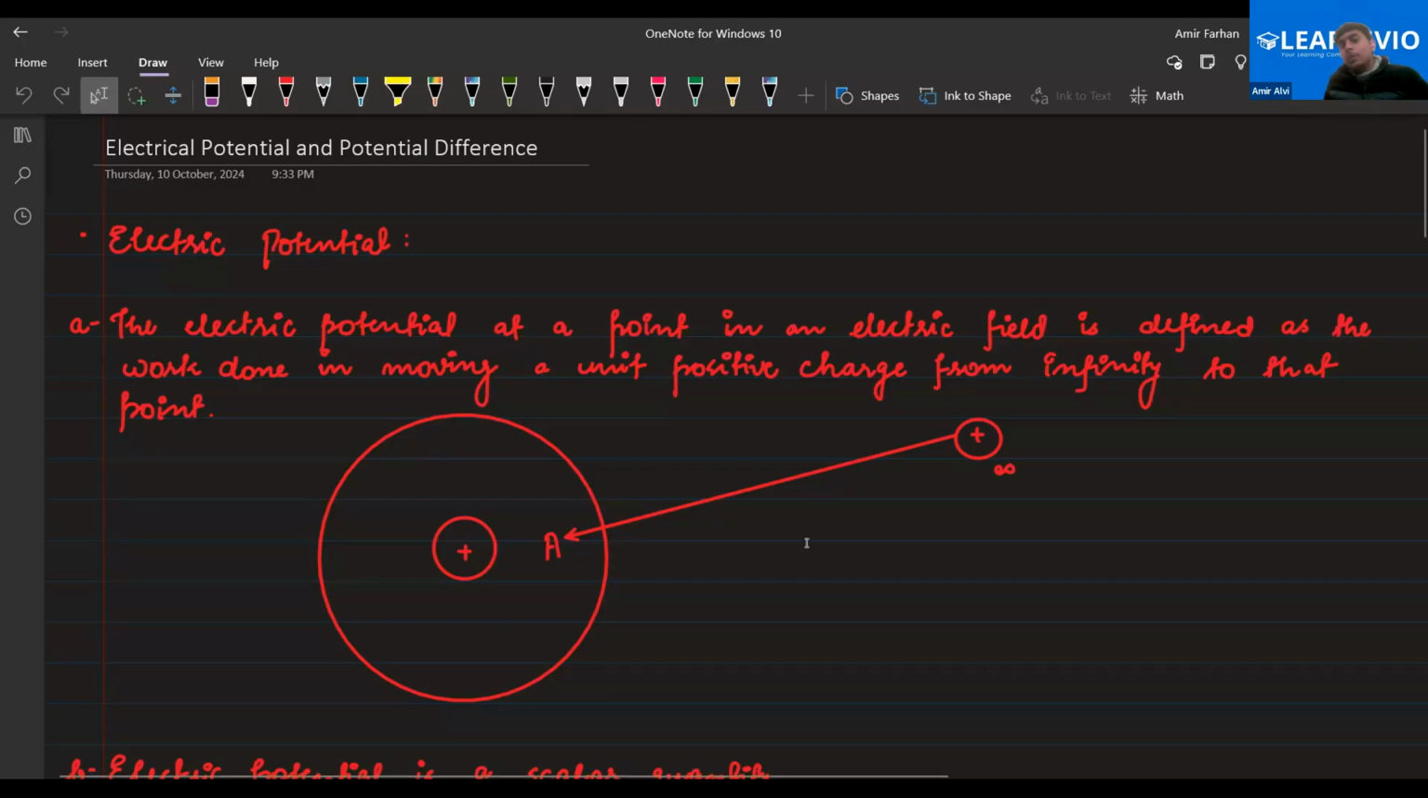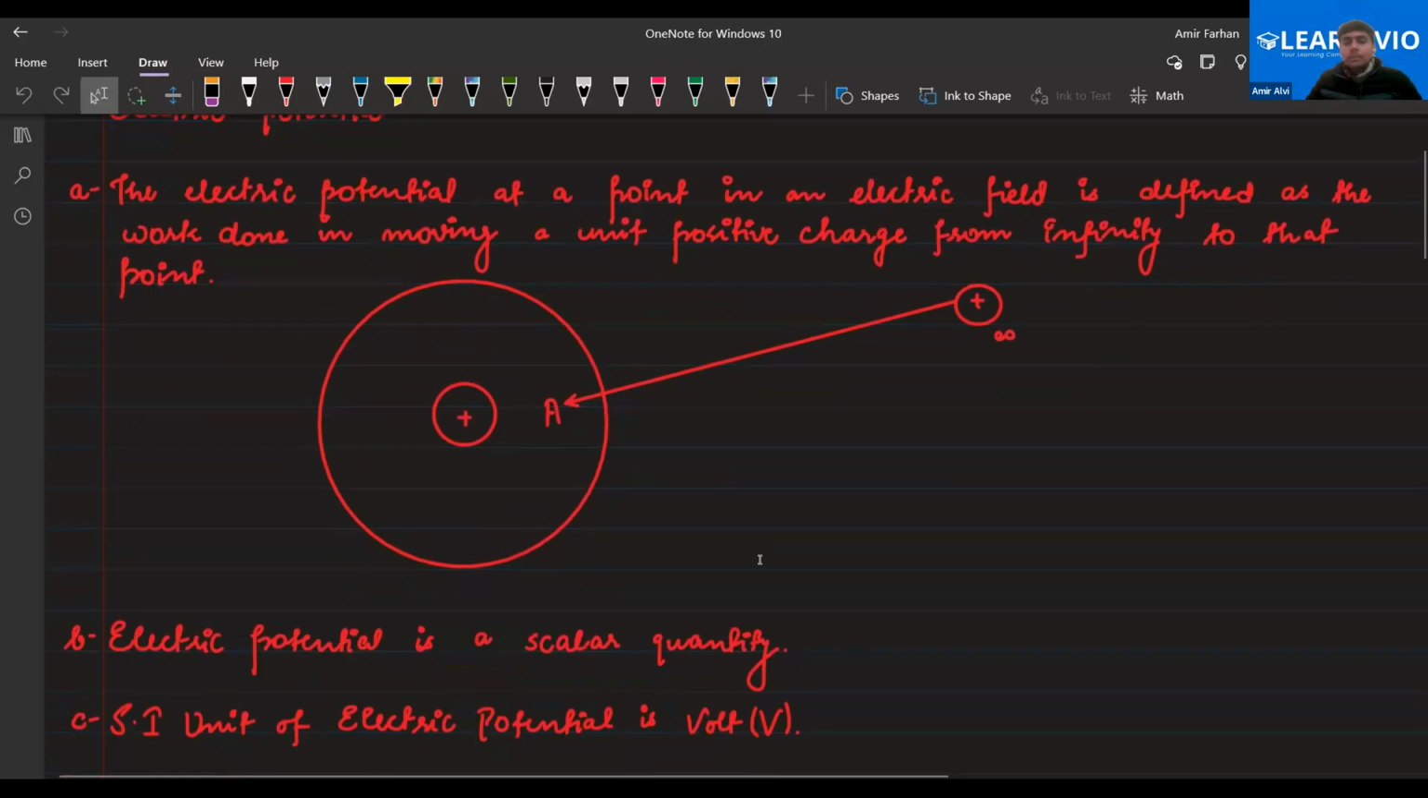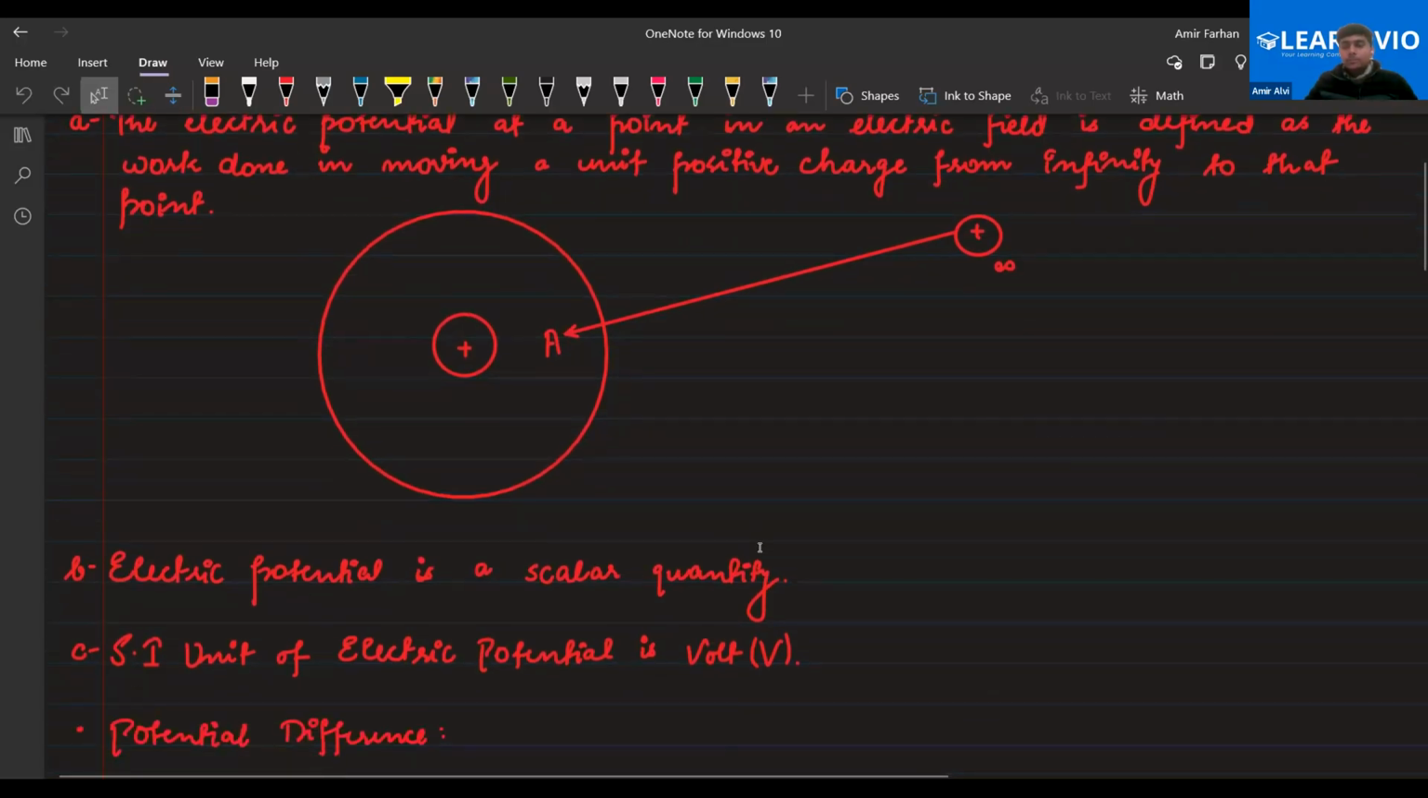So the work done to carry a unit positive charge from infinity to that point is called your electric potential. Electric potential is a scalar quantity. That means it only depends on the magnitude. It does not depend on the direction. Next, the SI unit of electric potential is volt, that is V. Clear, all of you?